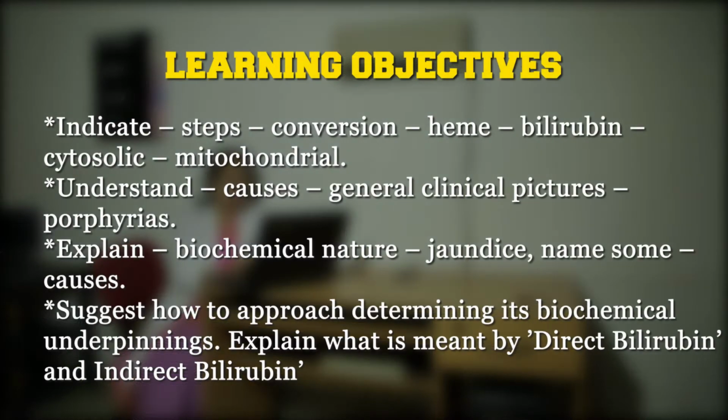Everyone should be able to indicate the steps of conversion of heme to bilirubin in the cytoplasm as well as the steps in the mitochondria. And at the end of this session, everyone should be able to understand the clinical presentation and the mechanism of different porphyrias. Everyone should also know how bilirubin is metabolized, the definition of jaundice, the different types of jaundice, and the approach for determining its biochemical underpinnings.